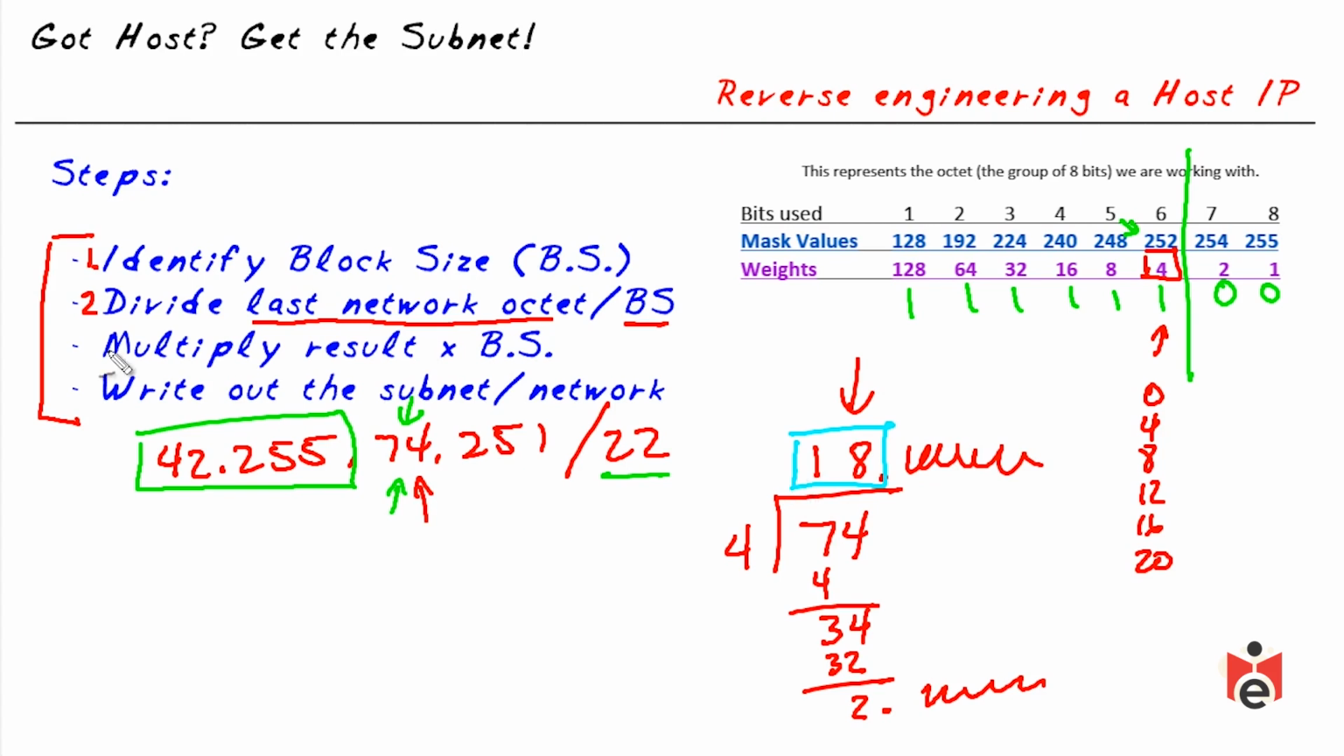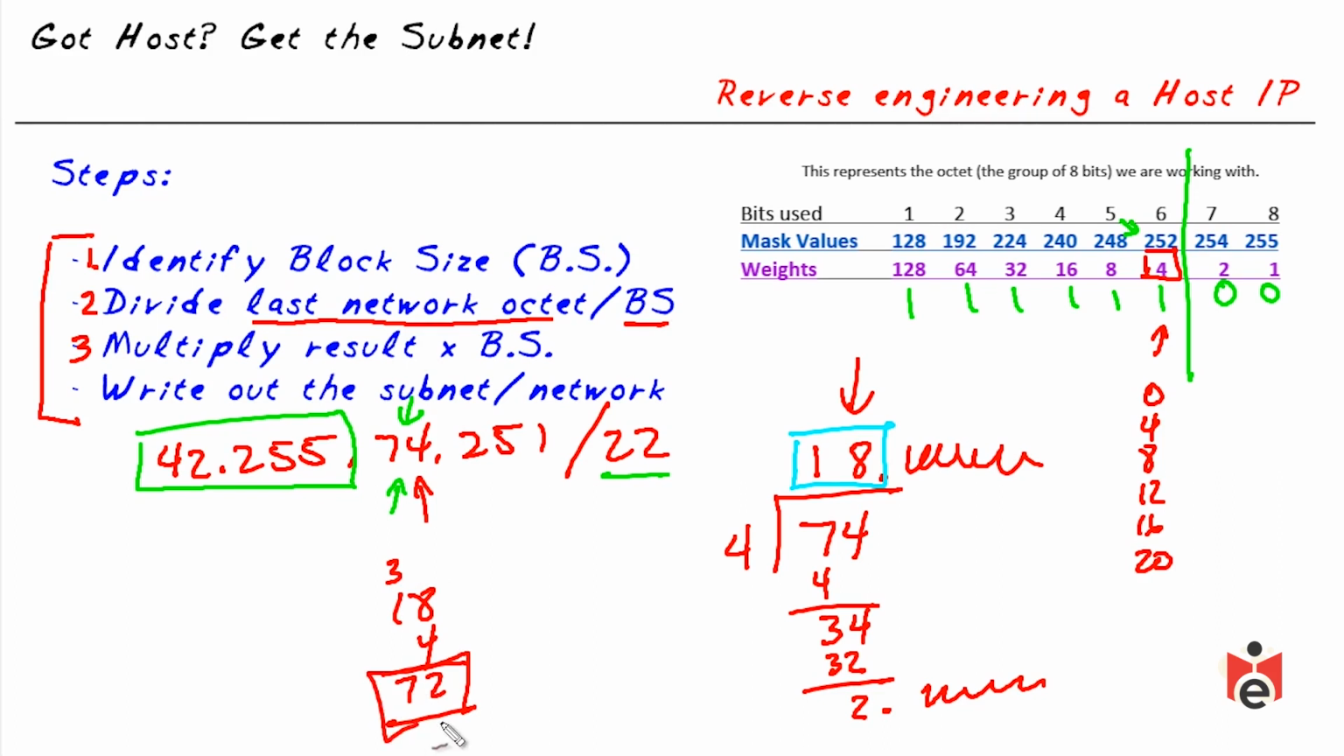Now, step number 3, all we have to do is take that result of 18 and multiply it by the block size. And what that's going to give us, my friend, is the subnet that this customer is sitting on. So let's do it. 18 times 4, I'll do it longhand here. So 8 times 4 is 32. 4 times 1 is 4, plus 3 more is 7. That, my friends, is the subnet that this customer is sitting on.